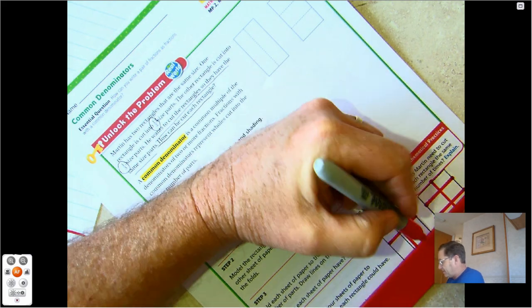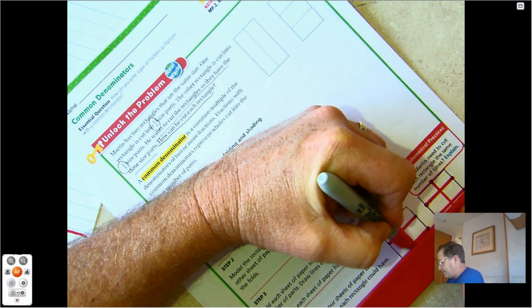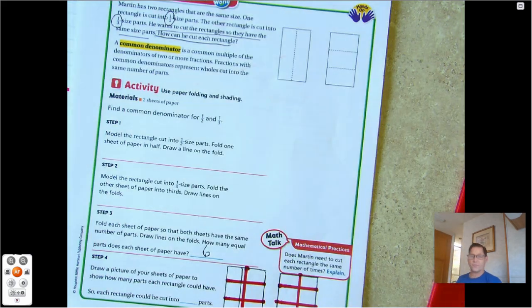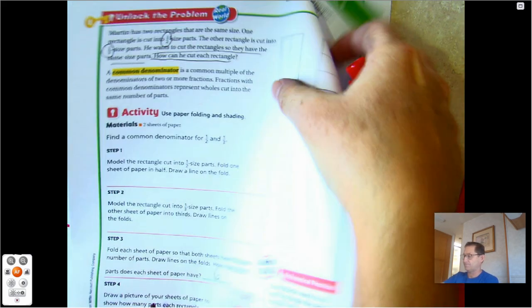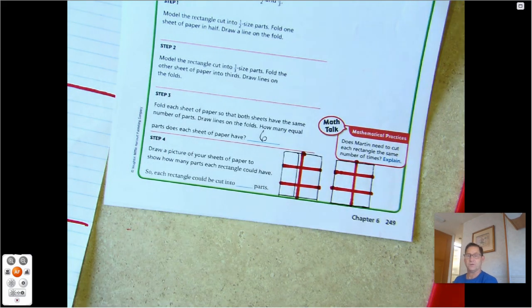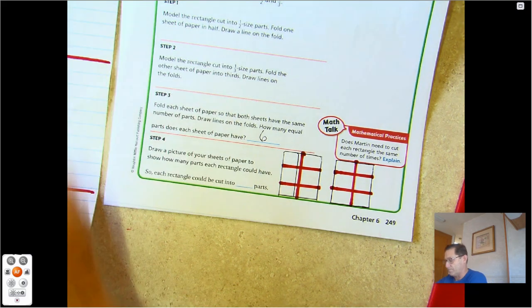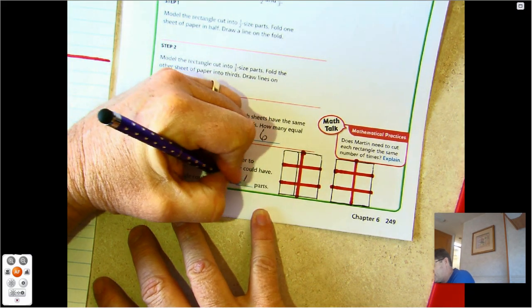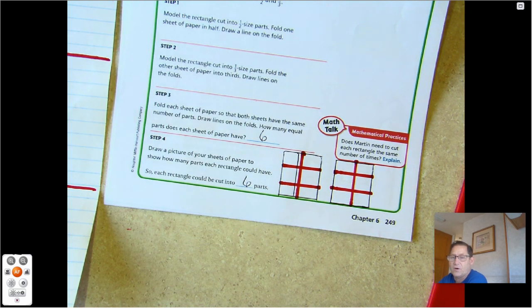The one with third size pieces, with half size pieces, we added 3 folds. So it still has 6 pieces. All right, so each rectangle can be cut into 6 parts.